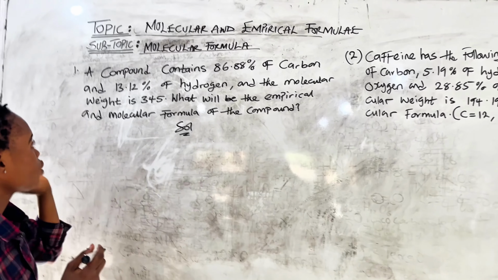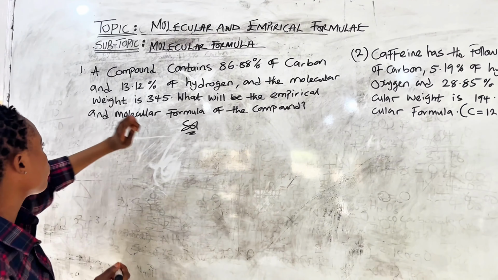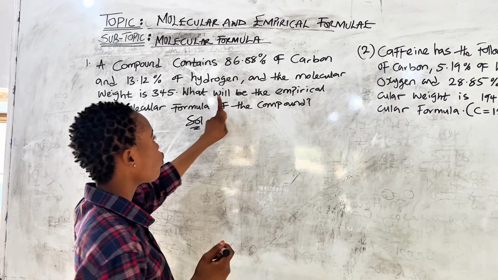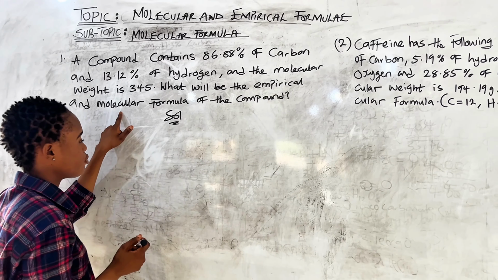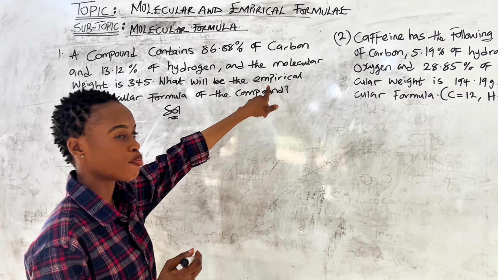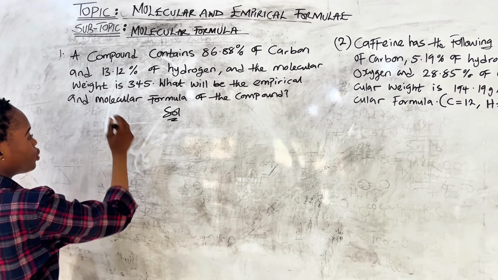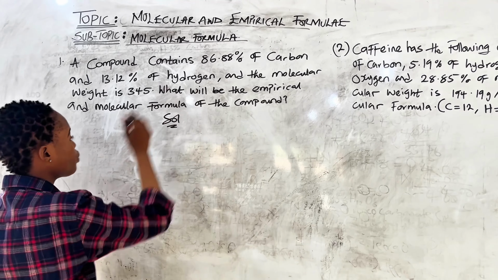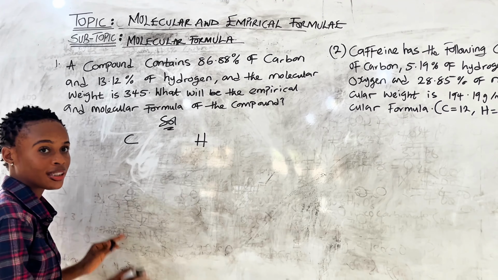First things first, remember the question says what would be the empirical and molecular formula of the compound. As I said earlier, even if the question had not mentioned empirical formula, for you to calculate molecular formula, you must first solve for empirical formula. So let's solve for the empirical formula of this question. The first step, as we learned in our previous video, is to write out your elements. We have carbon and we have hydrogen. So write their symbols. That's the first step.